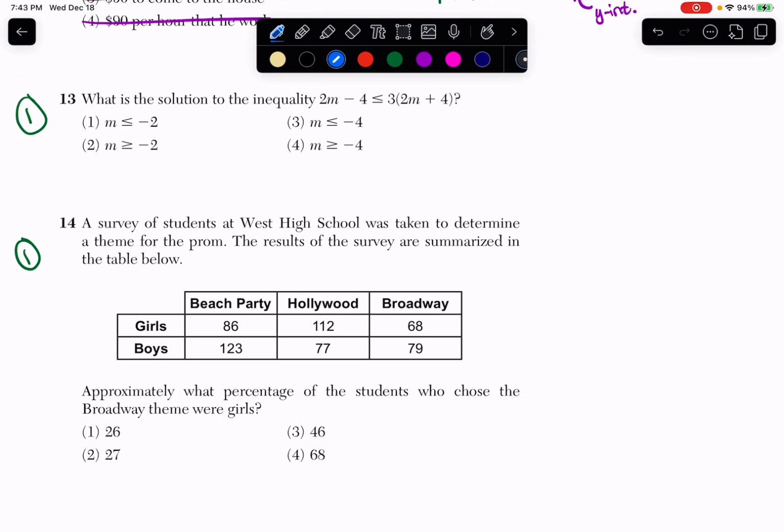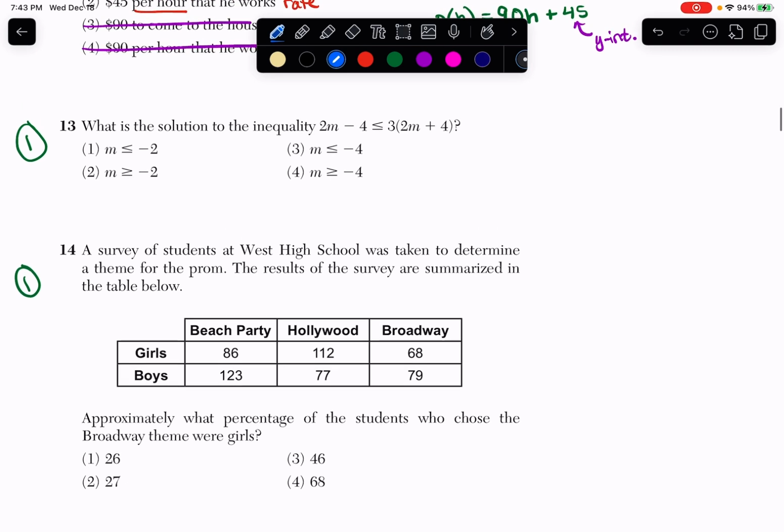Number 13, we love solving inequalities. It's our favorite. So I'm going to solve this by hand to remind you, but then I'm also going to show you how you could check your solution in the calculator. So I'm beginning with 2m minus 4 is less than or equal to 3, parentheses 2m plus 4.